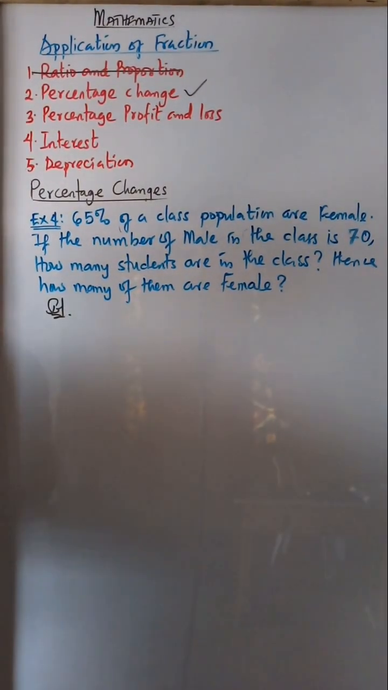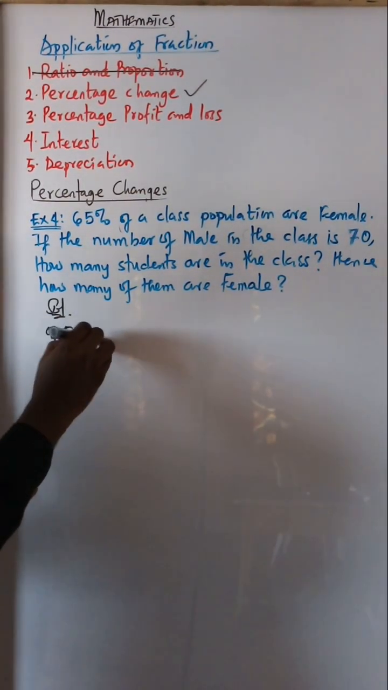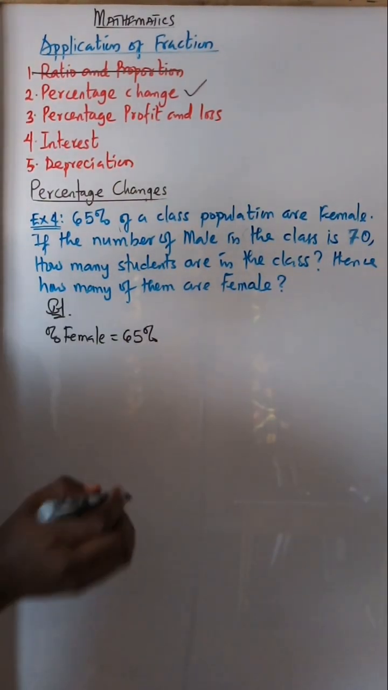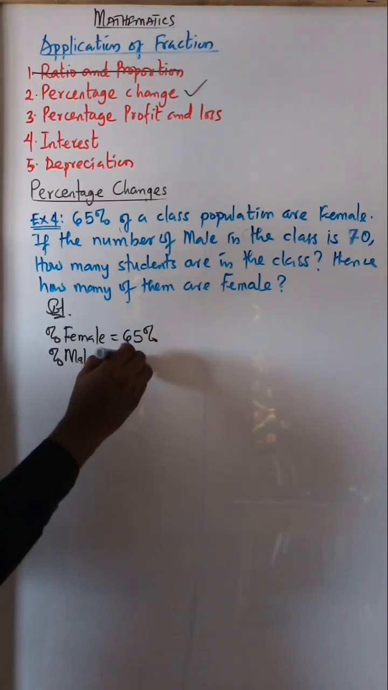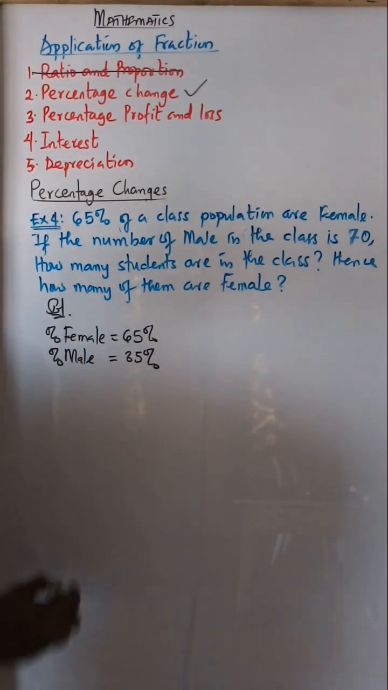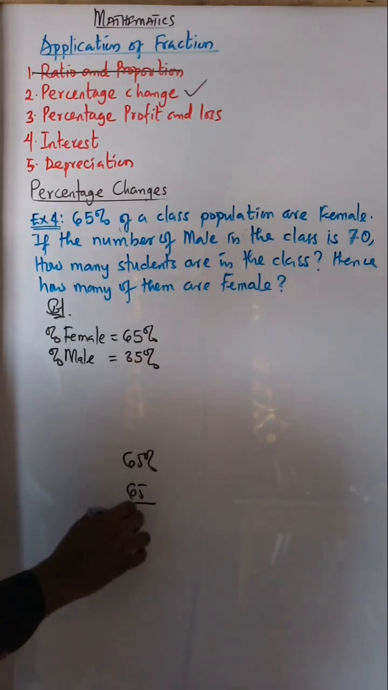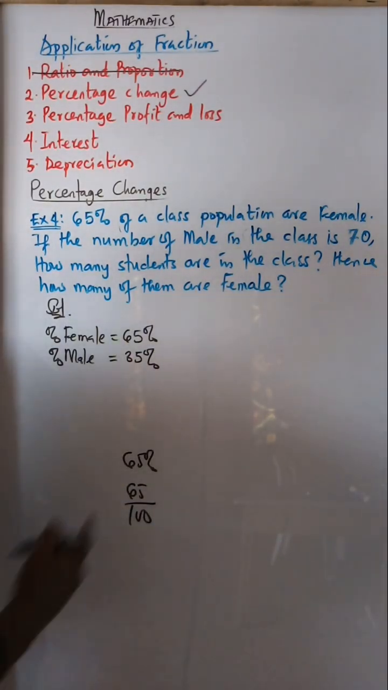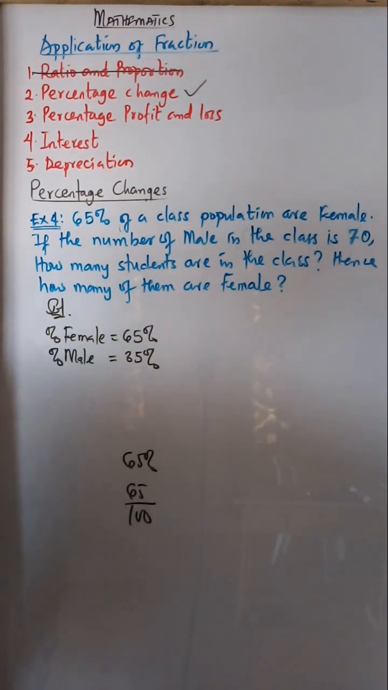65% of a class population are female. So it means the percentage of female in the class is 65%. No one needs to tell you that the percentage of male will definitely be 35. Why? 65% means 65 out of 100 are female. So then the rest are going to be male. How do we get the rest? We do 100 minus 65, and that will give us 35.